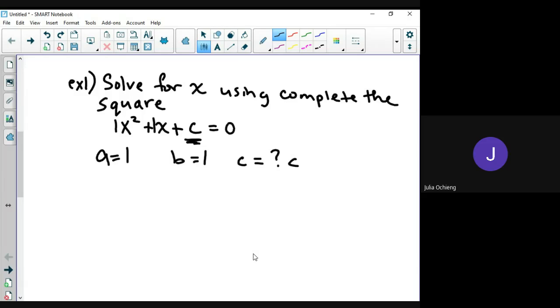So the first step in complete the square is you have to have the constant on the right-hand side and the x squared and x term on the left. So I'm going to subtract c from both sides. So that's step 1.